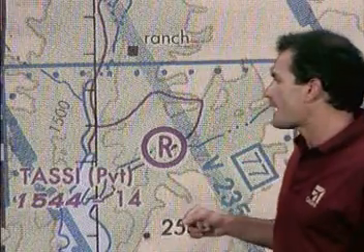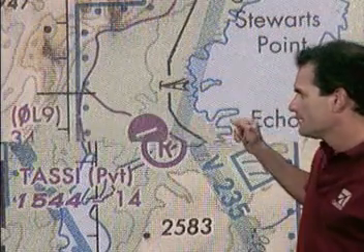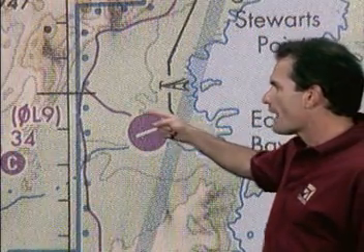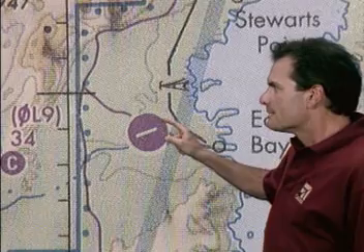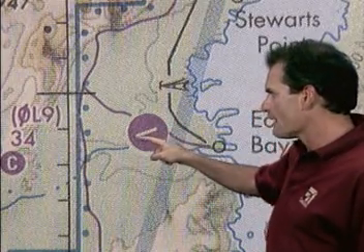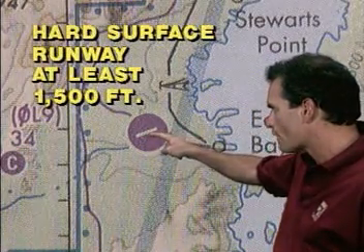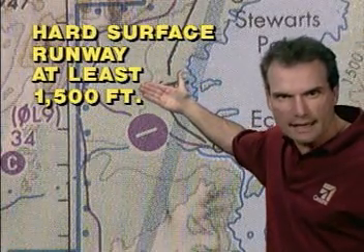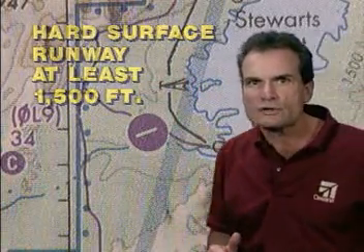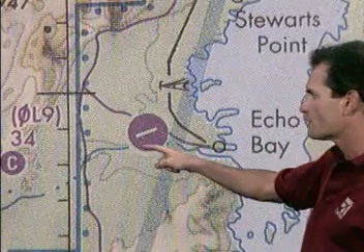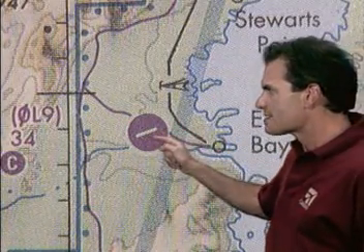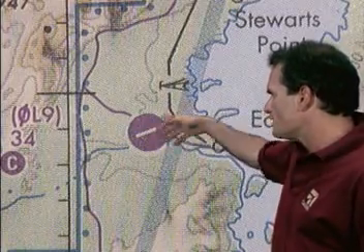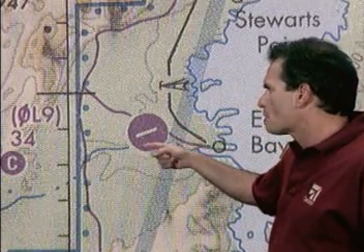Now, let's take a look at Echo Bay Airport. Here it is flying in right now. Now, Echo Bay has a magenta circle, but this time they've added another symbol, and that is the symbol for a hard surface runway of at least 1,500 feet in length. That symbol also shows you roughly what direction the runway points. In this case, it's pointing northeast, southwest, say maybe runway 6 and runway 24.